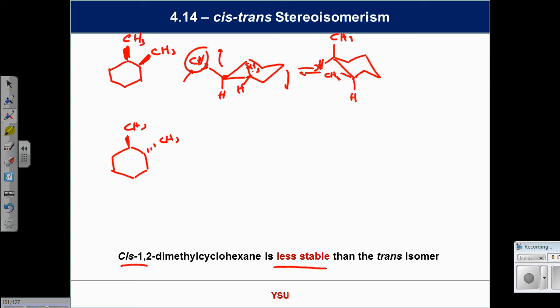It's equatorial, so is it good or bad? It's good. What's this here? Axial. Is that good or bad? Okay, so I've got one that's okay, I've got one that's not so good. And they both happen to be the same group.